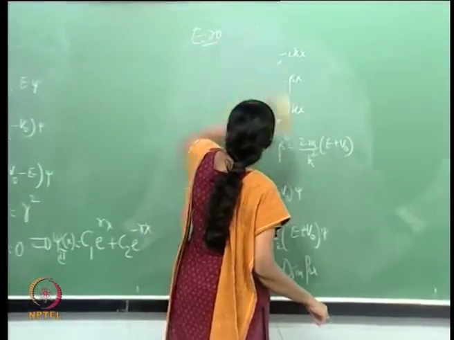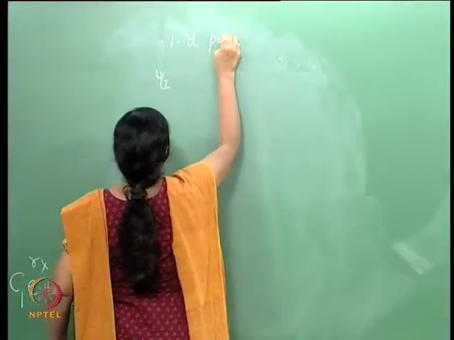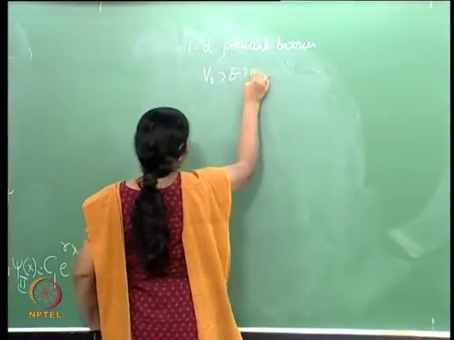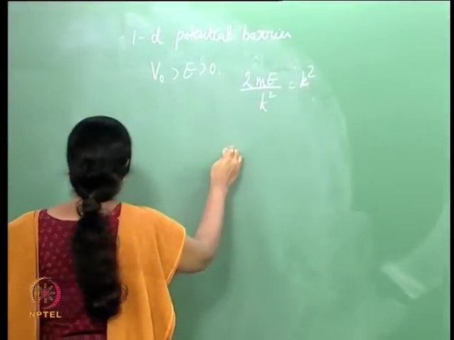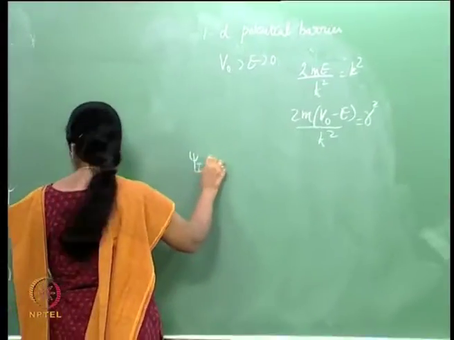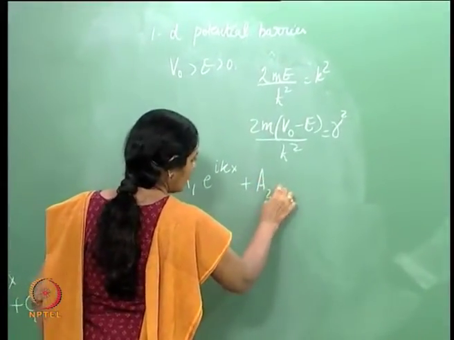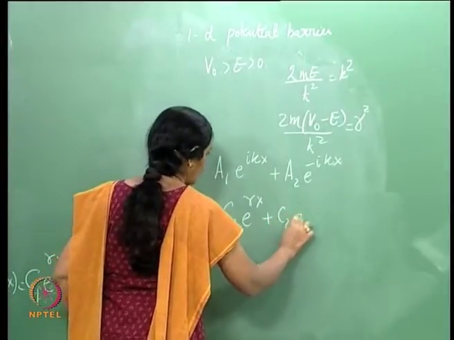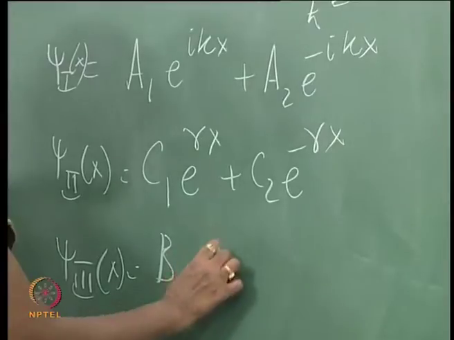So, let me just write that down clearly. In region 1, so this is the barrier problem, one dimensional potential barrier. V naught is greater than E, which is greater than 0. 2m E by h cross squared is k squared, and 2m V naught minus E by h cross squared is gamma squared. And psi 1, of course a function of x, is a1 e to the ikx plus a2 e to the minus ikx. Psi 2 of x is c1 e to the gamma x plus c2 e to the minus gamma x, and psi 3 of x, given the kind of problem that we are envisaging, is simply b1 e to the ikx.